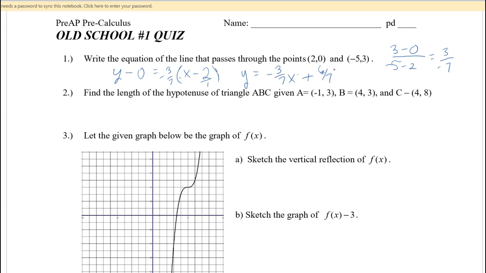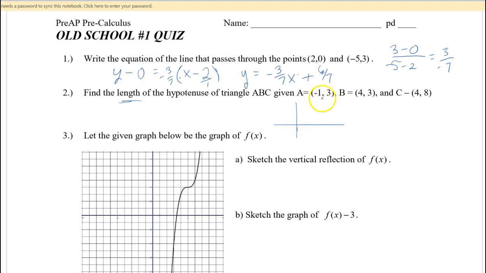The next one, find the length of the hypotenuse of triangle ABC given these three vertices. So let's see, length. Length should trigger distance. So you could either use the distance formula if you can figure out which part of this picture is the hypotenuse, or you could just do Pythagorean Theorem. I'm a Pythagorean Theorem girl, which, by the way, is where the distance formula comes from, right? A lot of you already know that.